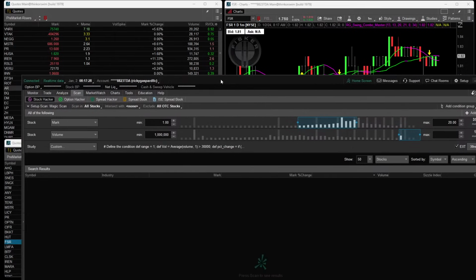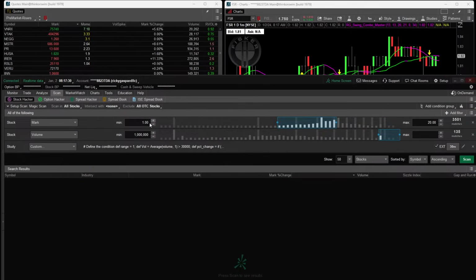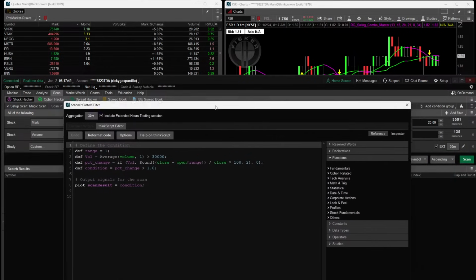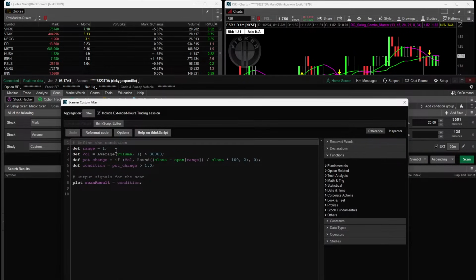There we go. So in the magic scan, I have my numbers set at 1 and 20. I'll probably change this to 5 and 50. I haven't played with it yet. Got my volume at 1 million. But in this code, let me pull that up here. If you look at your code, yours probably says 1 and 2000.